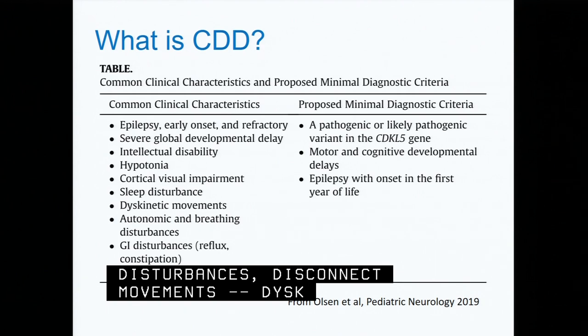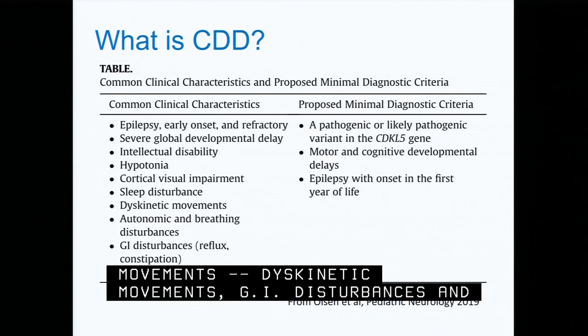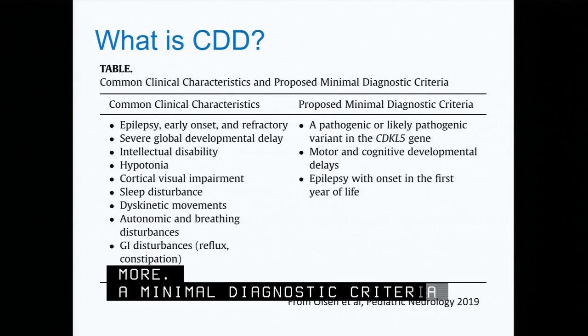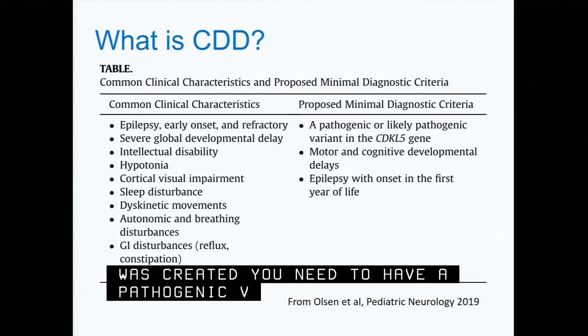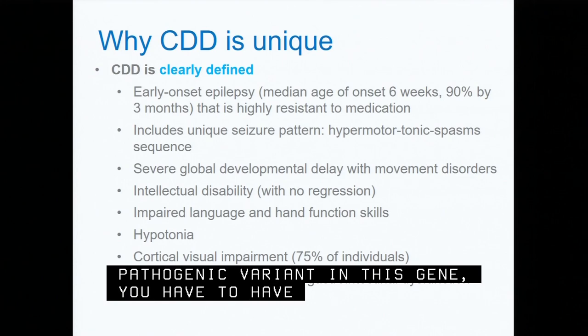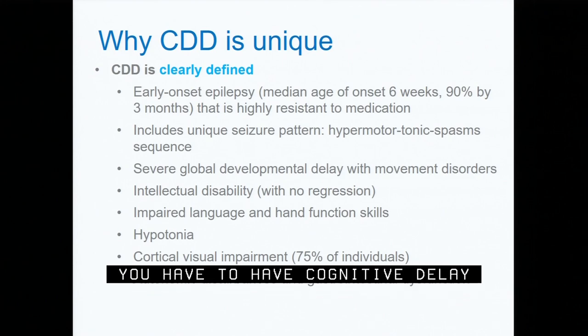From this, proposed minimal diagnostic criteria were created: you need to have a pathogenic or likely pathogenic variant in the CDKL5 gene, you have to have motor and cognitive developmental delays, and you have to have epilepsy within the first year of life. So why is CDD unique? Well, CDD is clearly defined.